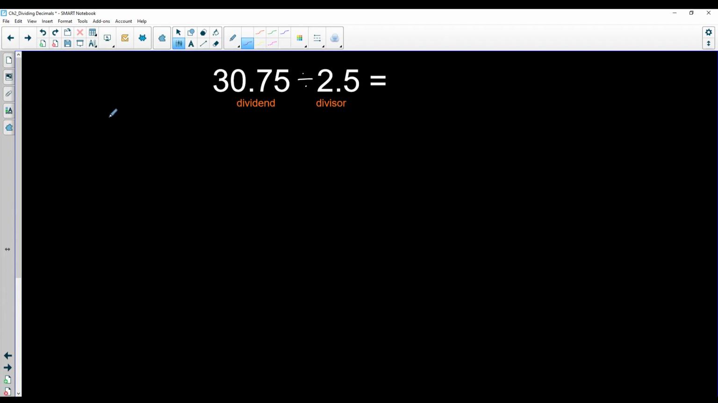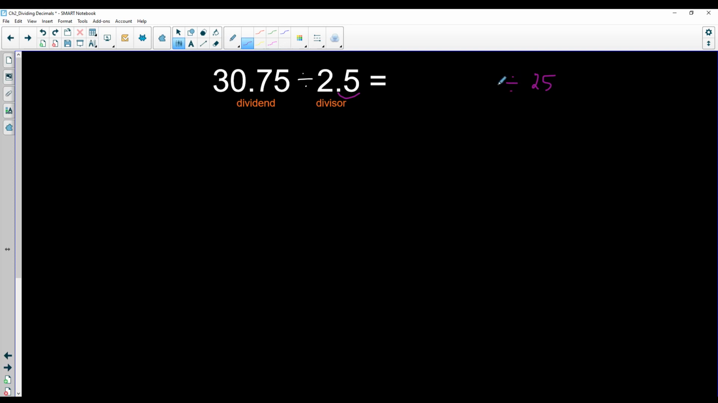If you take a look here, a quick reminder that we are going to change our divisor so that it is a whole number. We never want to divide decimal numbers with a decimal number in the divisor. So in this case, to make this a whole number, we're only moving the decimal over by 1, which makes this number 25.